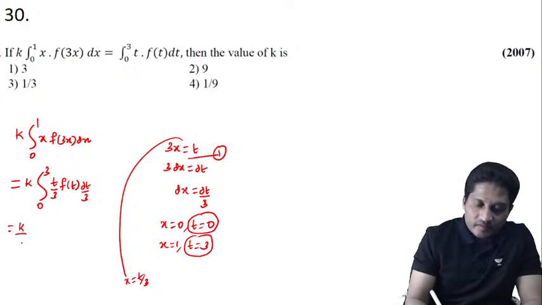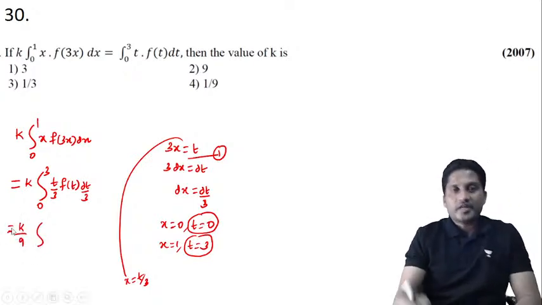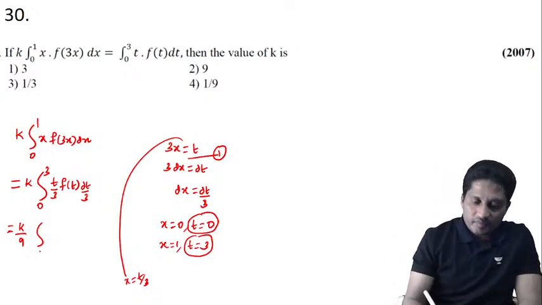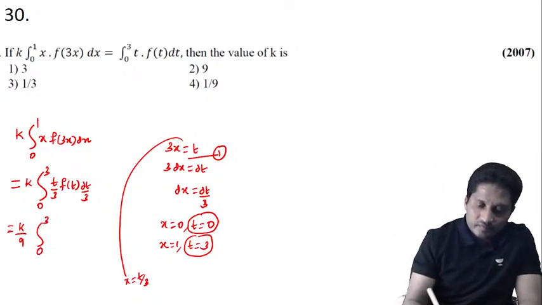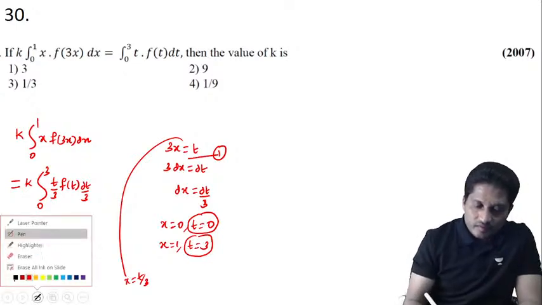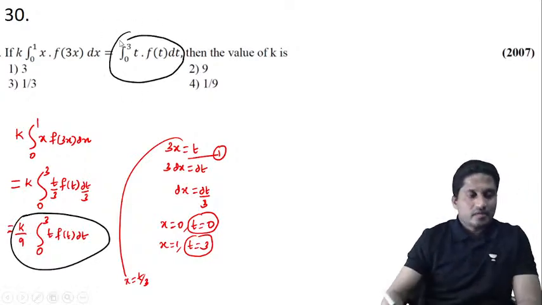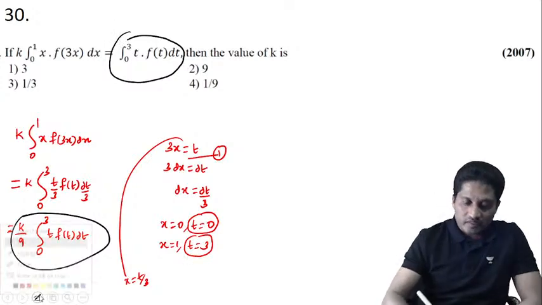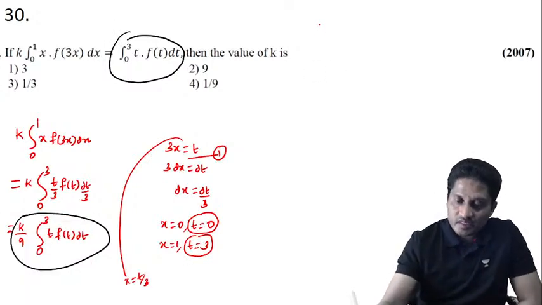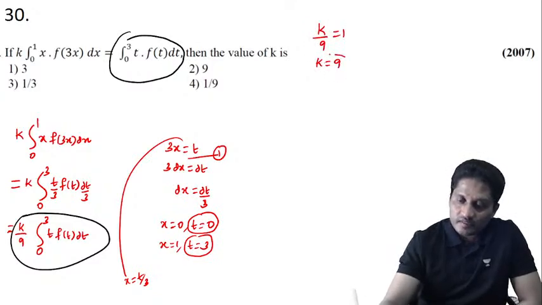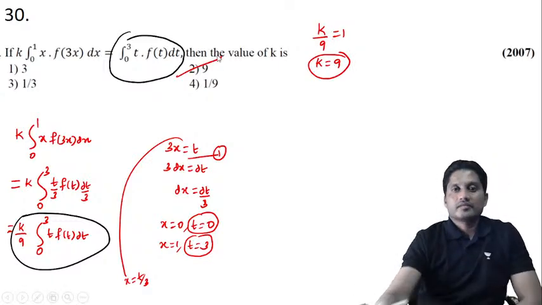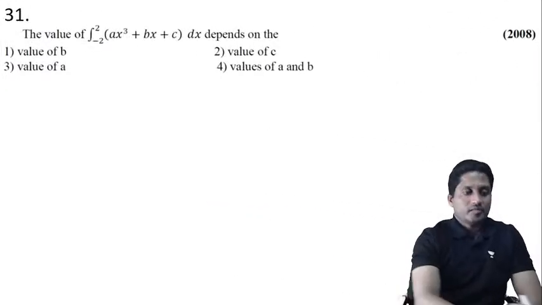This is k by 9. Right? Definite integral is always independent of variable. Or if you want, you keep as it is 0 to 3, and t into f of t dt. Okay, you compare this and this. If you compare this with the given data, k by 9 is equal to 1. If I cross multiply, k is equal to 9. Right, answer is option B. Okay, let's move to the next question.